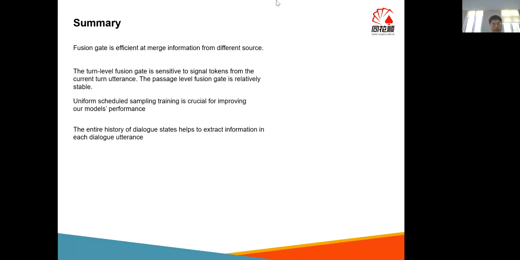The turn level fusion gate is sensitive to signal tokens from the current turn utterance. The passage level fusion gate is relatively stable. Uniform schedule sampling training is crucial for improving our model's performance. The entire history of dialog states helped to extract information in each dialog utterance, since it introduced more data noise in the training phase.